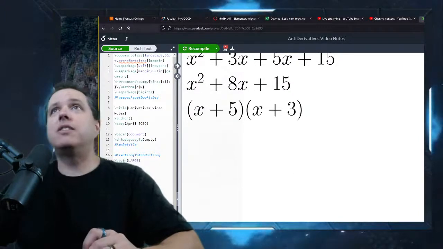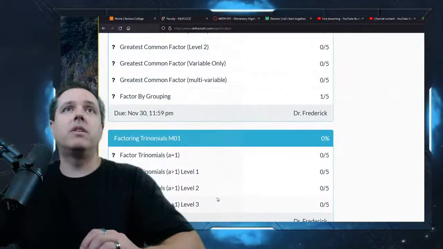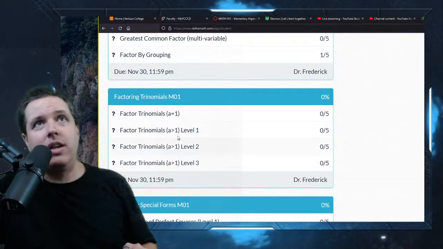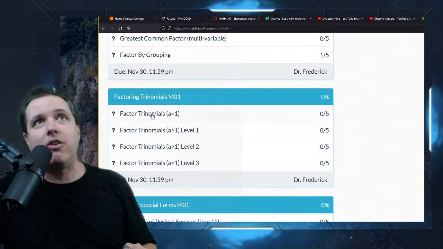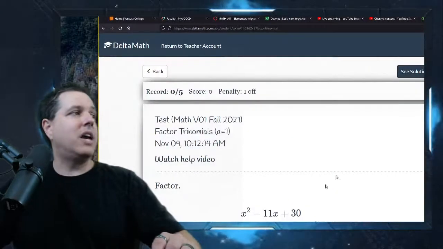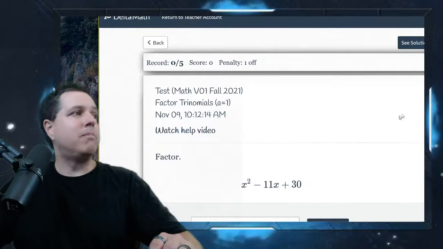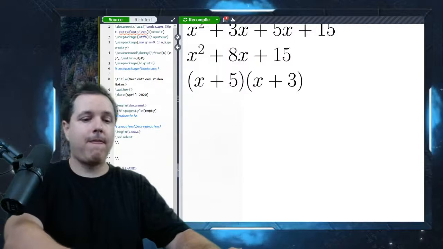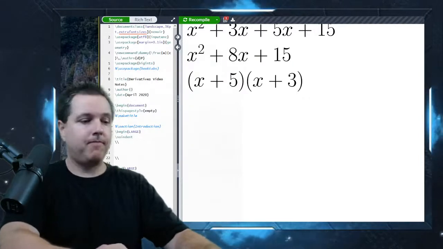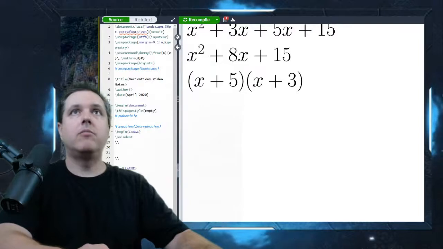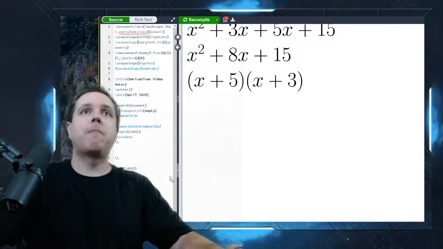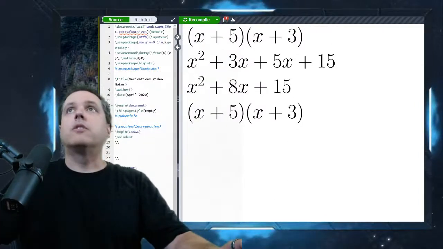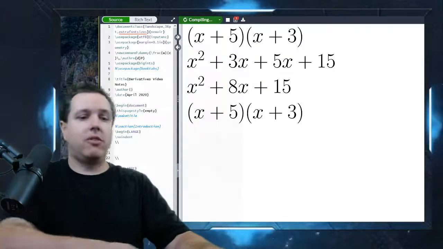So then you can go through a bunch of these. Let's look at how they look over here. See how you've got the different versions. You've got where your lead coefficient is a 1, and then the ones where it's not. These are the ones where it's a little bit harder. So let's do one of these. Okay, x squared minus 11x plus 30. So let's work through that one. x squared minus 11x plus 30.